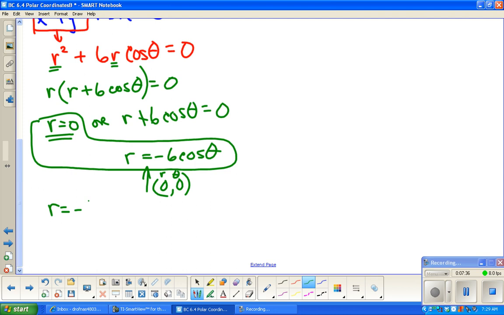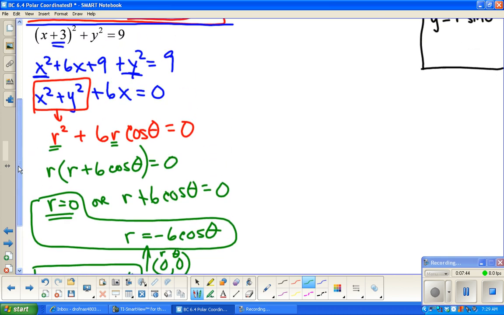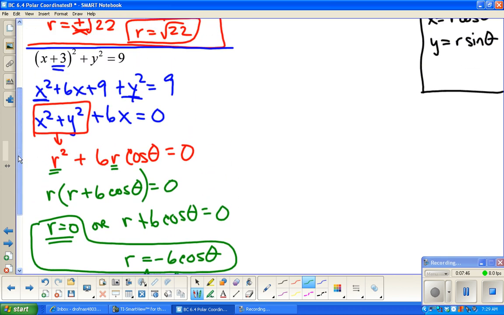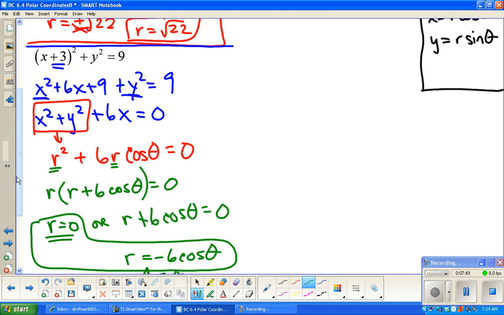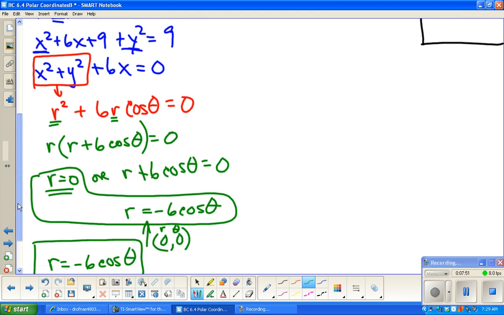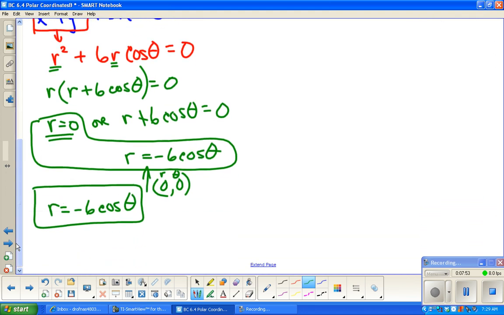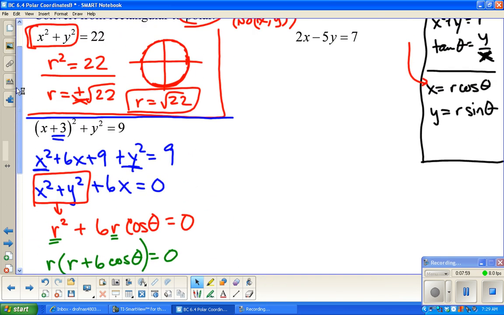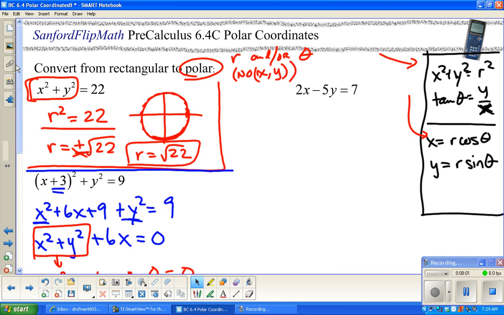So end of story, moral of the story. This is actually a circle, and it is centered at what we think of in rectangular coordinates as -3, 0 with a radius of 3. Well, it still makes that same exact shape. Well, I think that's kind of cool. All right, so let's do one more going this way, and then we'll switch it up.